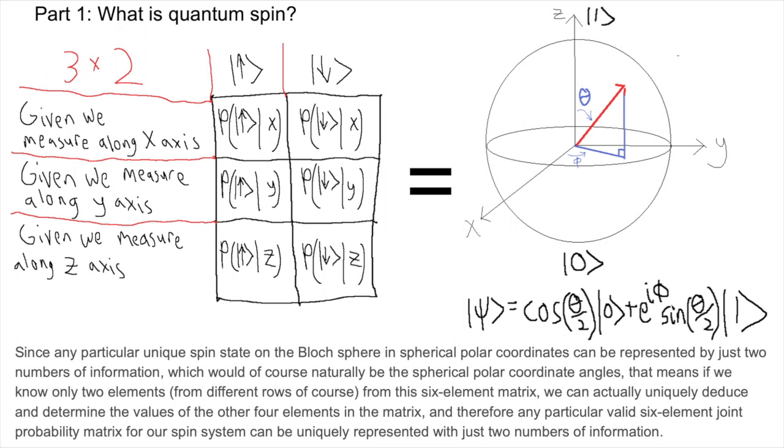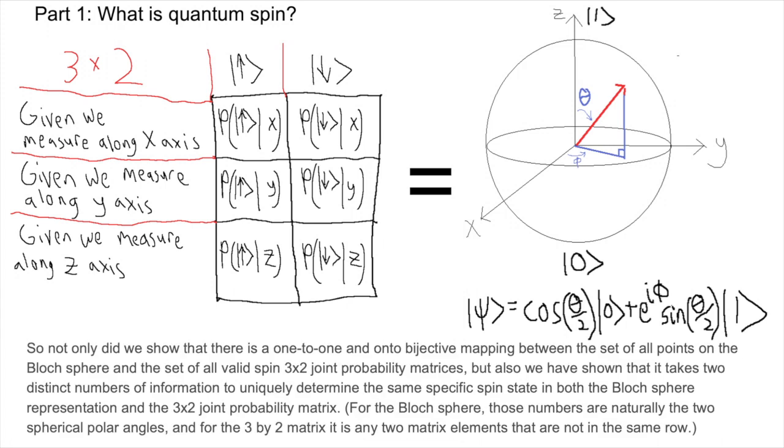that means if we know only 2 elements from different rows of the 6-element matrix, we can actually uniquely deduce and determine the values of the other 4 elements in the matrix, and therefore any particular valid 6-element conditional probability matrix for our spin system can be uniquely represented with just 2 numbers of information.